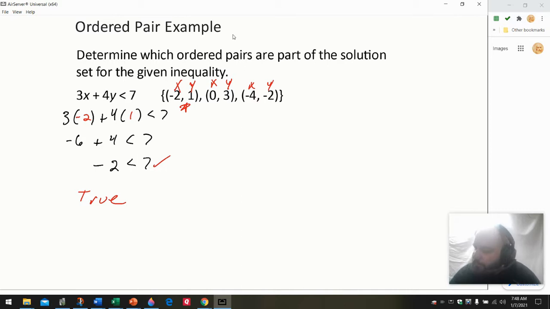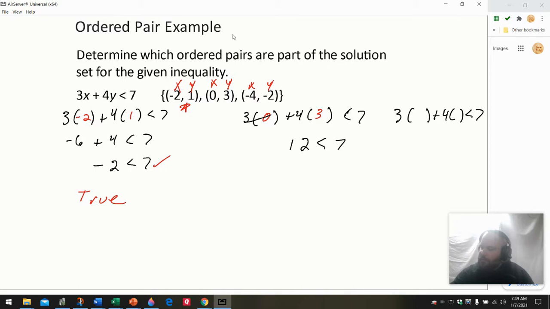Now let's try the next point. We have 3x plus 4y, and that needs to be less than 7. I'm going to write that one more time for the next ordered pair. Okay, so we're going to put a 0 and we're going to put a 3 in right there. Now 3 times 0 is 0, so that one cancels. 4 times 3 is 12, and so we're left with 12 is less than 7. Now that is a false statement. That is false. So that means this 0, 3 is not a solution to the inequality because we got false.